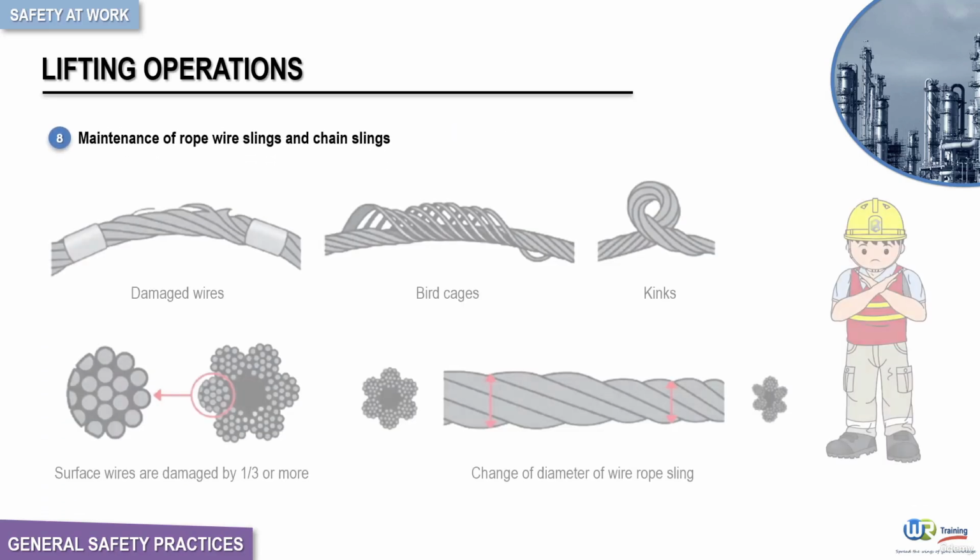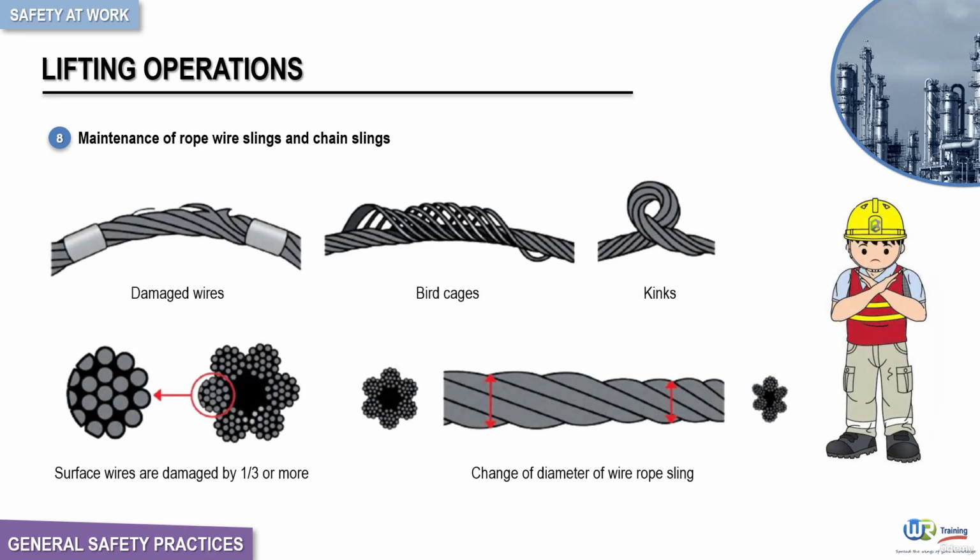Take a look at the following figure. It depicts unsafe and unusable rope wire slings. Damaged wires, wires with burnt gauges, wires with worn surfaces, and wires with changing diameter should never be used under any circumstances.